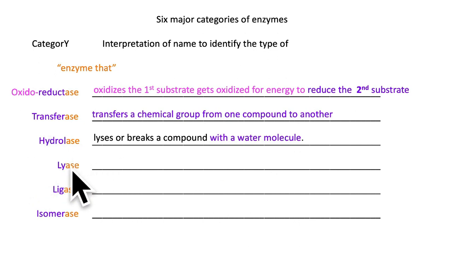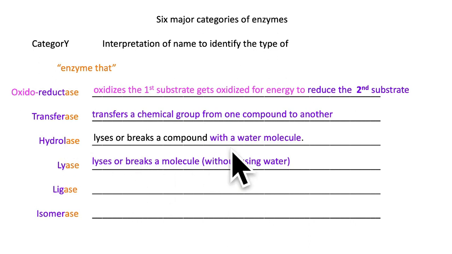Lyase. Well, now this one, I think it's clear, but it's not. There might be a little more memorization here. This lyse means to break something. So a lyase is just like a hydrolase, except this refers to lysis of any substrate without using water. Since hydrolase means you break a molecule apart using a water molecule, if you break a molecule apart through some other mechanism, it's called a lyase. Both of those are lysing or breaking compounds.